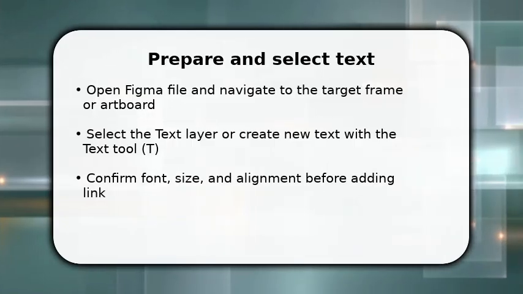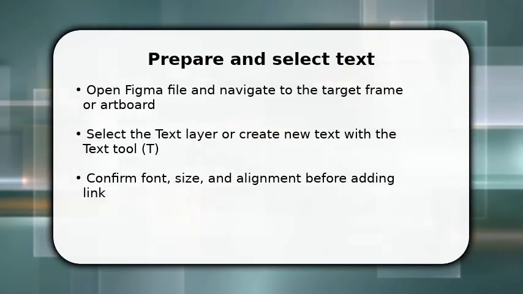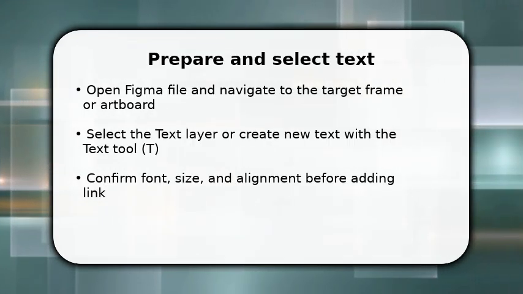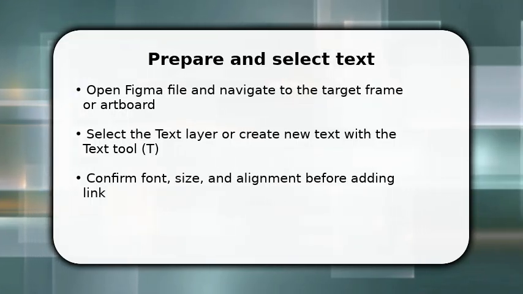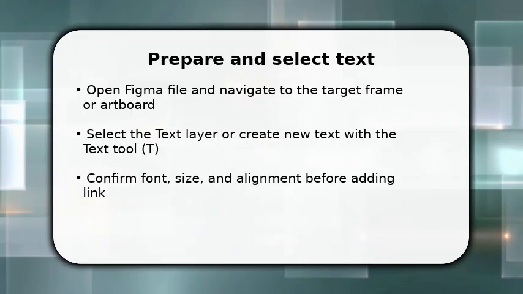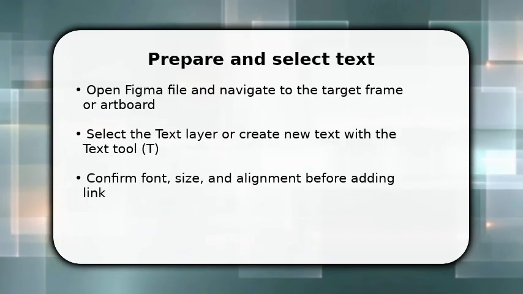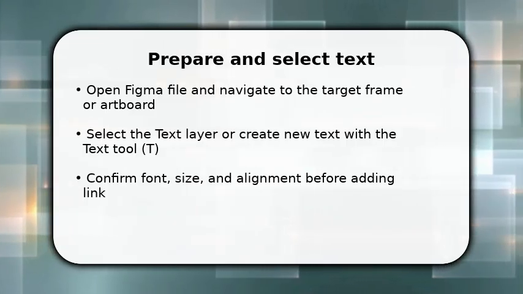You start by opening the file and immediately selecting the text layer you want to make clickable. Once selected, make sure the text content is final and styling is set so link behavior matches the design. If you need new text, press T and type, then set font and size. You do this now because changing text later can break targets.